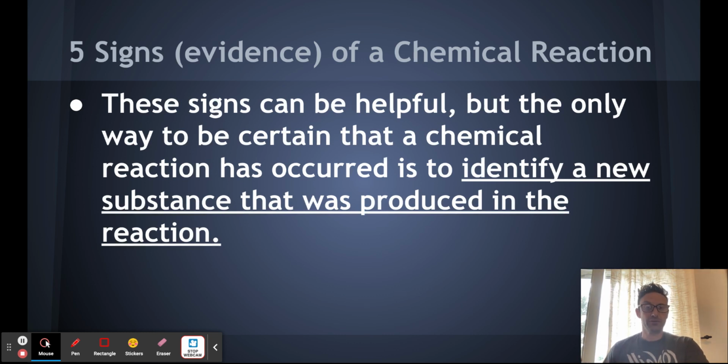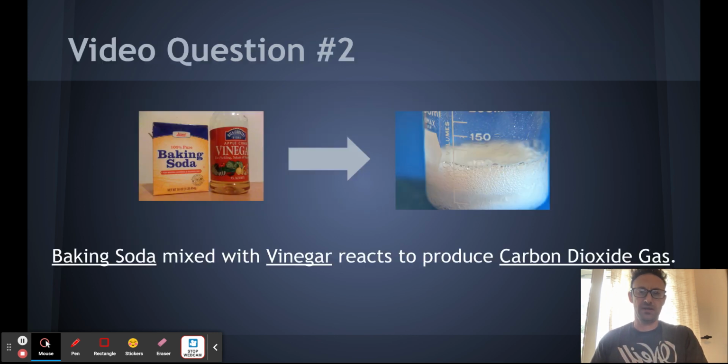These signs can be helpful, but the only way to be certain that a chemical reaction has occurred is to identify that a new substance was produced in the reaction. So whether it changes color, whether you get a gas, whether you get a solid out of it, whether you get a black burned substance, once you put those two together, we have to make sure we find a brand new substance. All right. And our video question number 2 is, how do you know that a chemical reaction has occurred when I do this again?